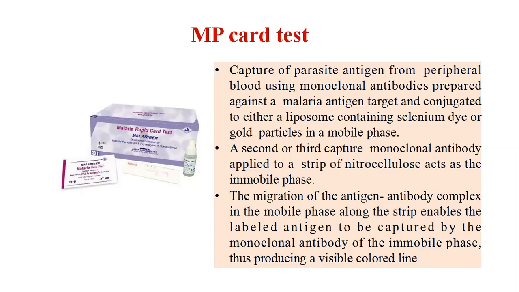So the migration of the antigen antibody complex in the mobile phase along the strip enables the labeled antigen to be captured by the monoclonal antibody of the immobile phase, thus producing a visible color mark there, and will show whether the patient sample is malaria parasite positive or not.